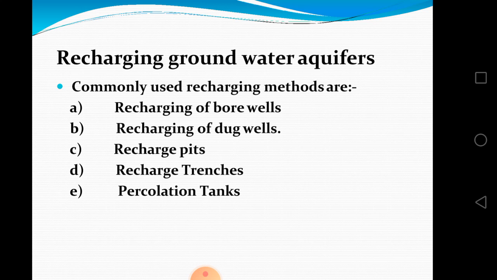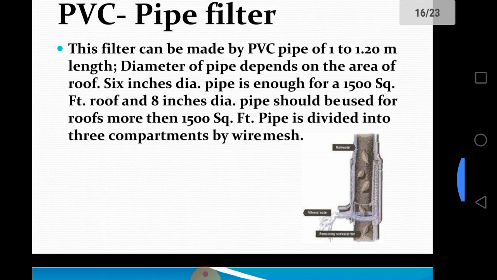Before going to that, we can consider the different areas. The first one is topography, which is also important. Topography means the availability of land and the slope of the land, and what structures are there in that area. Built up area is also considered.